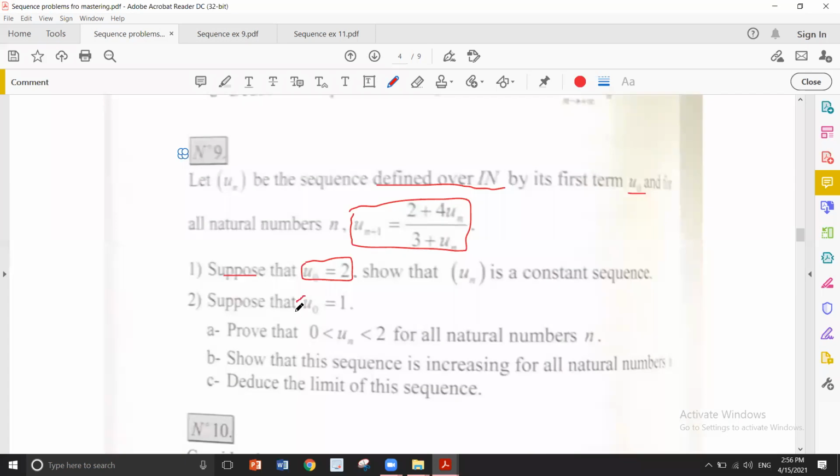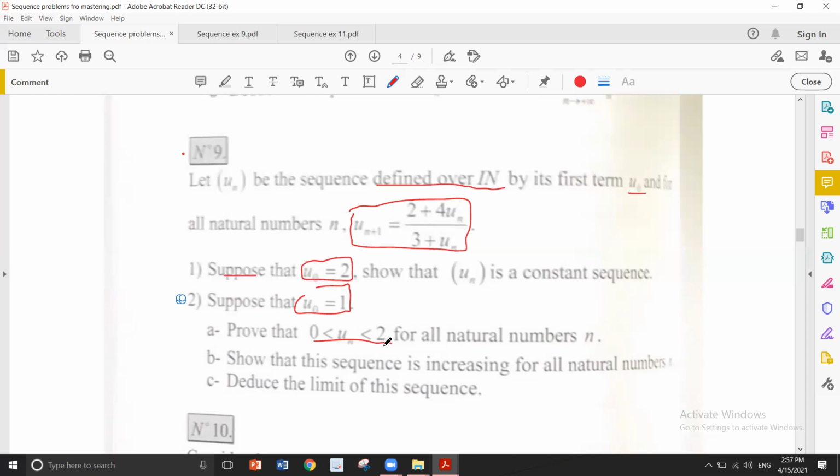Suppose u0 equals 1. Part 2. Suppose u0 equals 1. Prove that u n is between 0 and 2 for all natural numbers. How to prove u n is between 0 and 2 for all natural numbers? How to prove this?